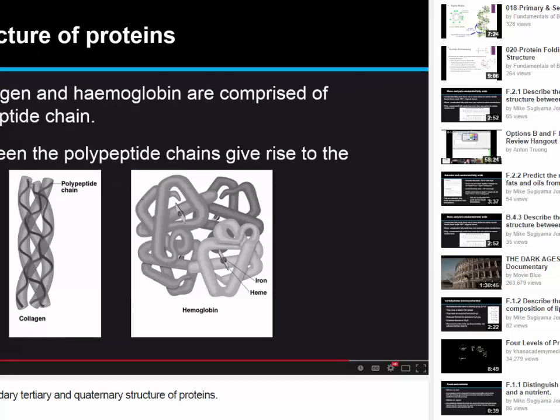And finally, we have the quaternary structure of proteins. So proteins such as collagen, which we have on the left here, and hemoglobin on the right, they're composed of more than one polypeptide chain. The interactions between the polypeptide chains give rise to the quaternary structures.